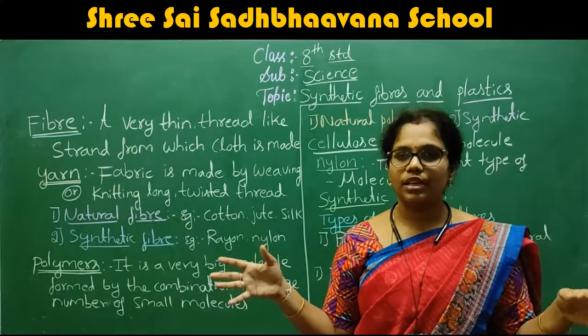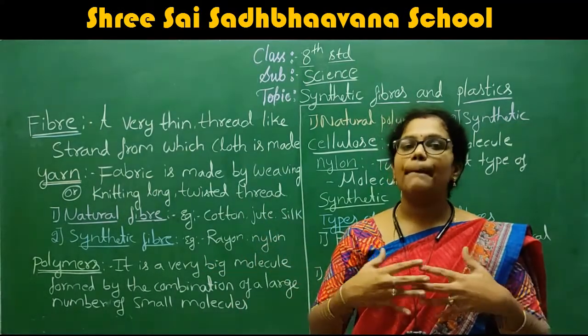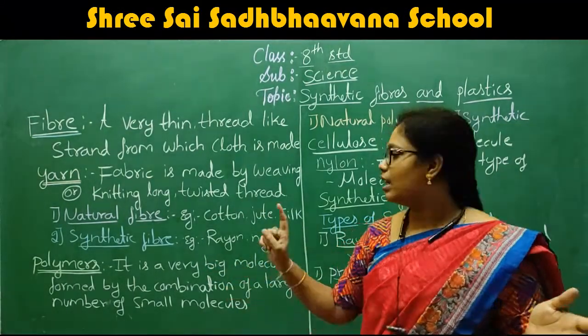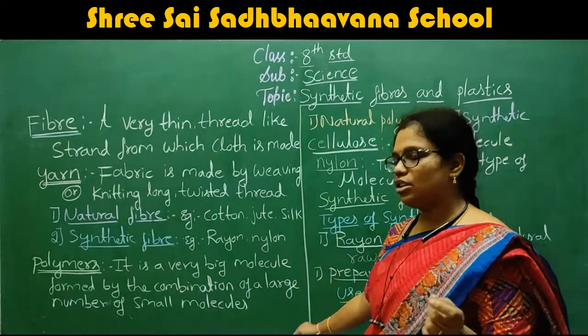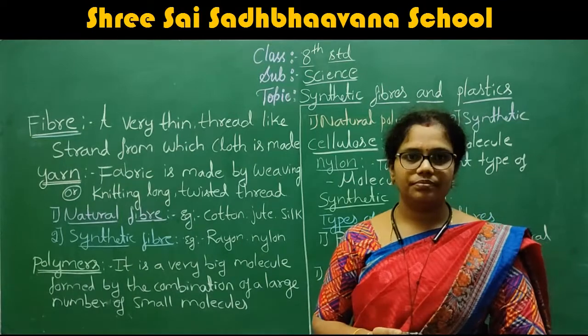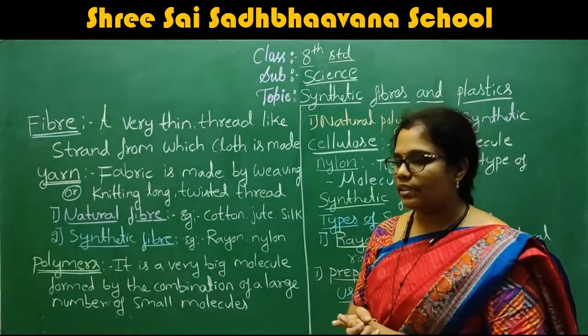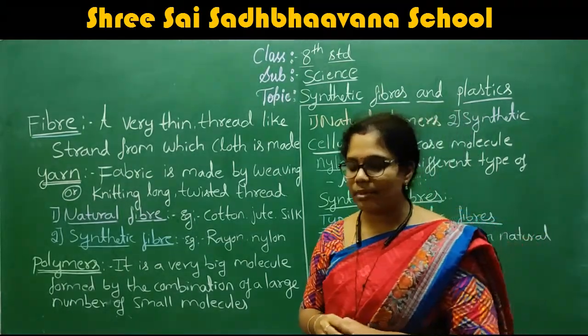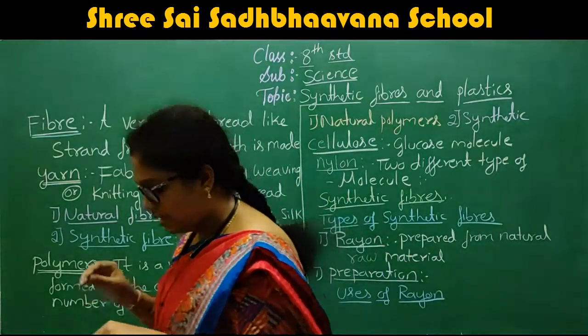A polymer is a very big molecule formed by the combination of a large number of small units. Just take the example of a pearl set.